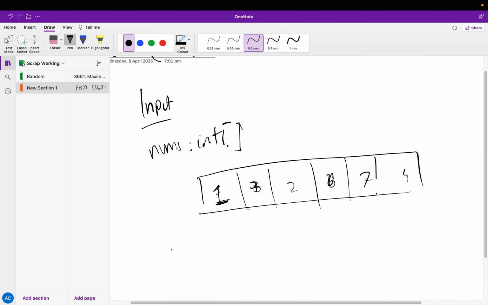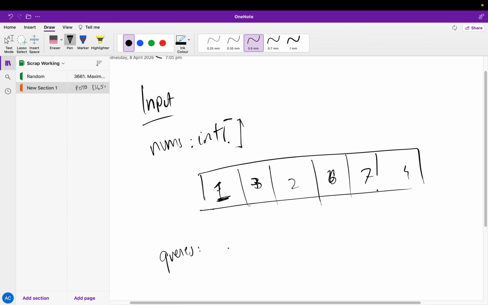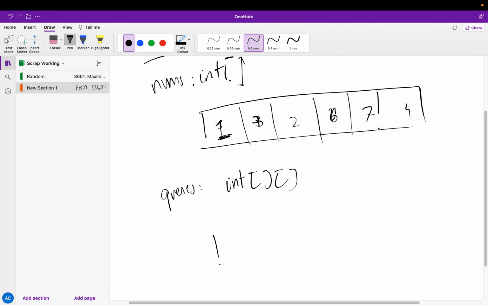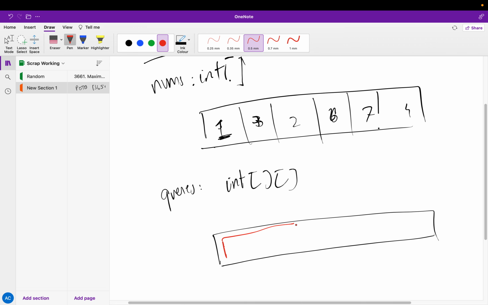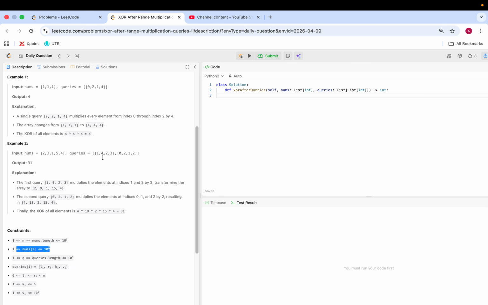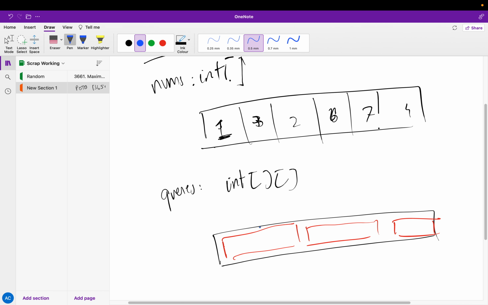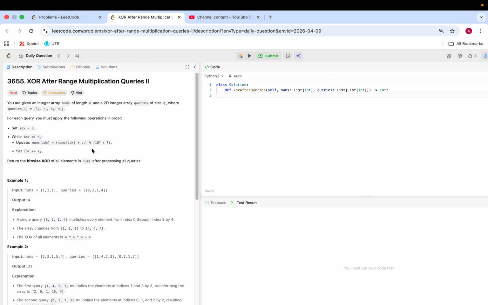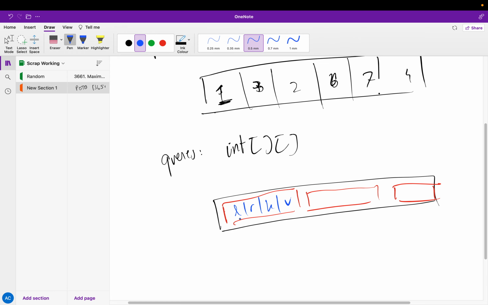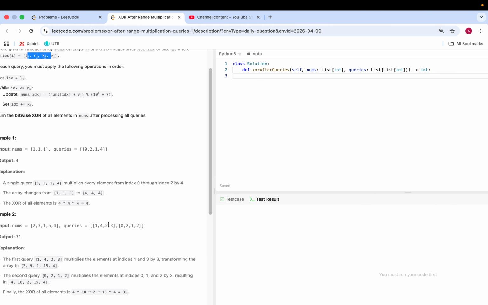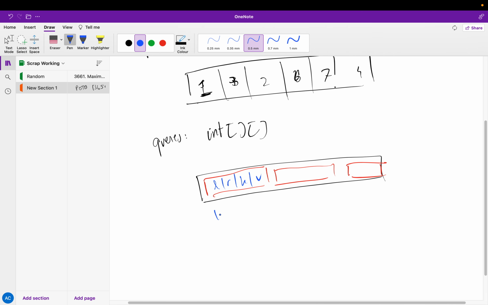So yeah, you have some numbers, and then you have queries, which is a 2D array or 2D list. And the idea is, you have an array that's full of lists. And then each list in turn has 4 numbers in it: the L value, the R value, the K value, and the V value. So the idea is, I guess we can use one of the examples, roughly. I'll say 1, 4, 2, and 3.